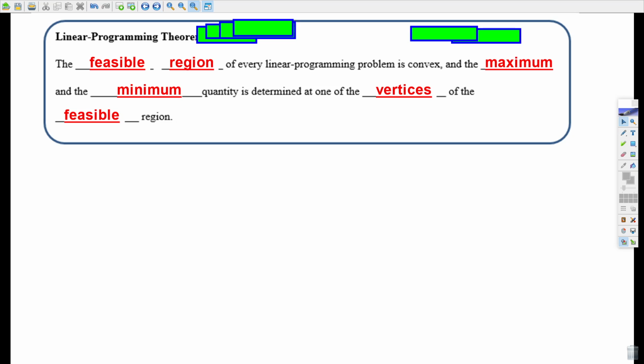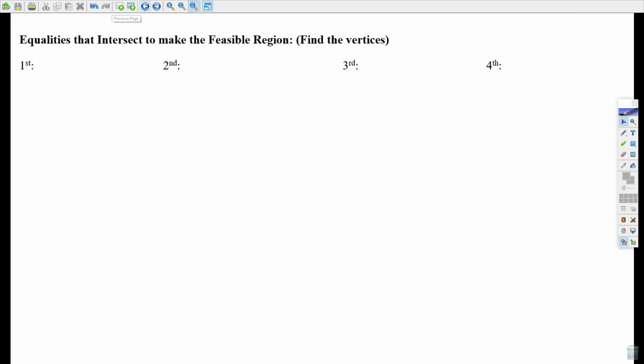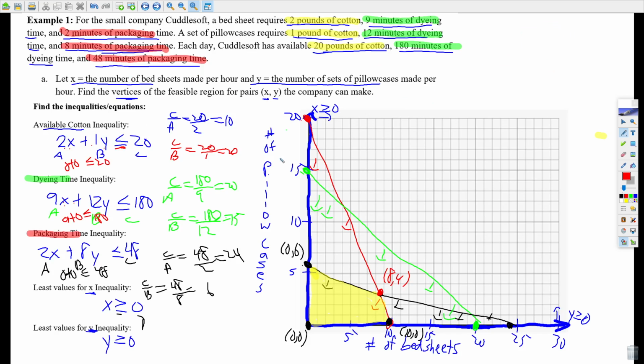So then we're going to continue this problem and do a part B with it. We're going to look at the equalities that intersect to make the feasible region. So the vertices were, if I remember, 0, 0, 10, 0, 0, 6, and 8, 4. Those are all the vertices. Now we're going to be looking at those to answer the next part. So here's all 4 of them: 1, 2, 3, 4.